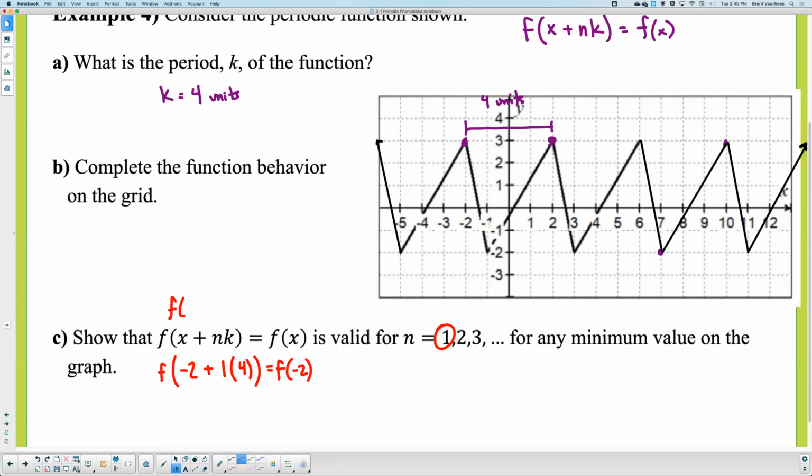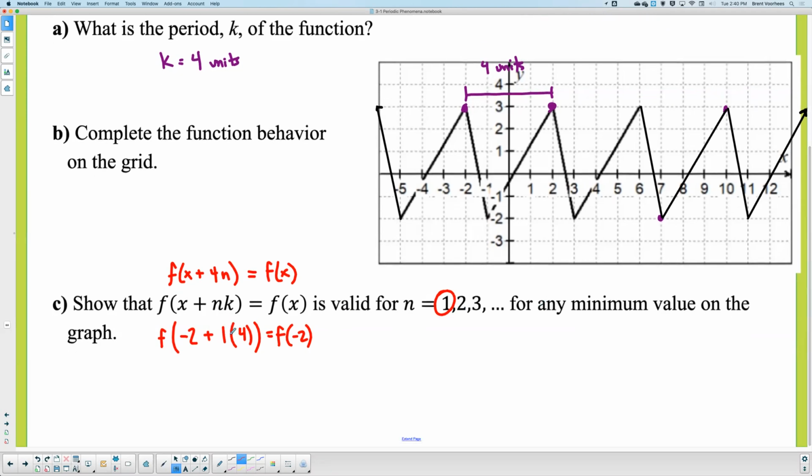So what I'm doing is plugging in an x and plugging in an n. We know k is 4. I'm going to write this as 4n like this. I'm going to prove that this is always true, no matter what x we pick and whatever n we want to use. So I want to plug this in and watch what happens. What is 1 times 4? 4. So now I have f of -2 plus 4. What is f of -2 plus 4? That's going to be f of 2.